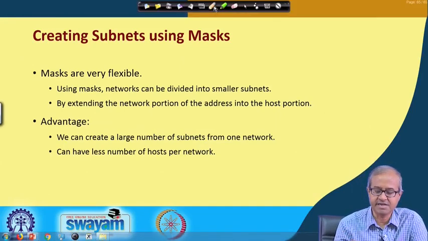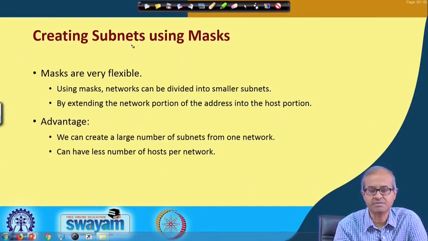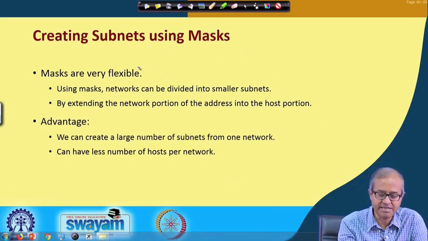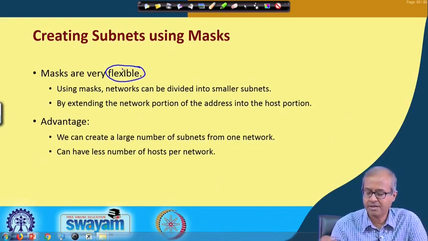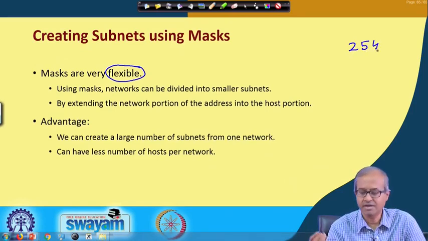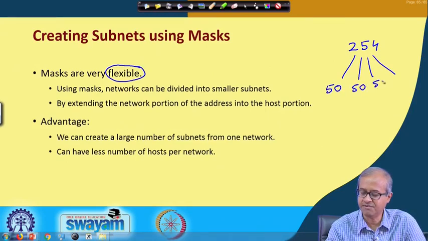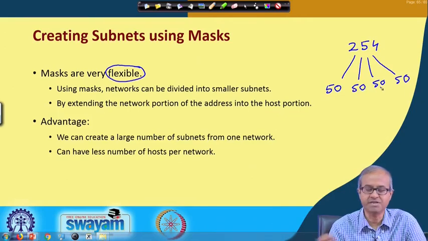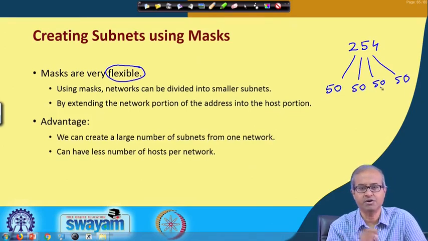So, here as it said, when you are using subnetworks, here again we are using masks, and these masks are very flexible. For example, in a class C network, I can have 254 hosts in a network. If I want, I can divide it into 4 parts, where in each part I can have, let us say, 50 computers each: 50, 50, 50, 50.